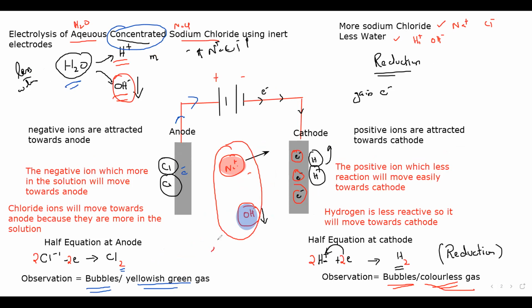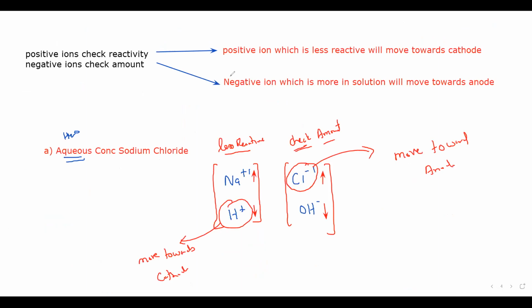So what happened to the electrolyte? The electrolyte will turn into NaOH, because hydrogen ions are removed, chloride ions are removed, so you're left with sodium ion and hydroxide ion. So the electrolyte will turn into sodium hydroxide.